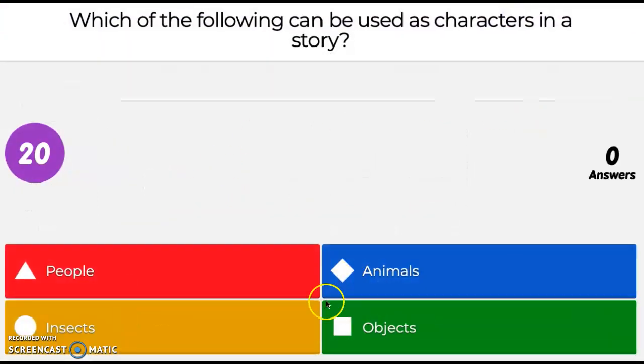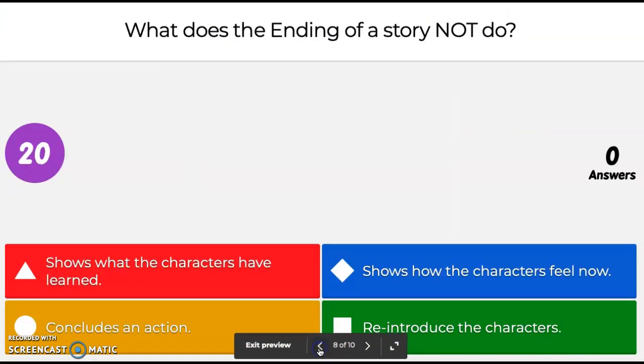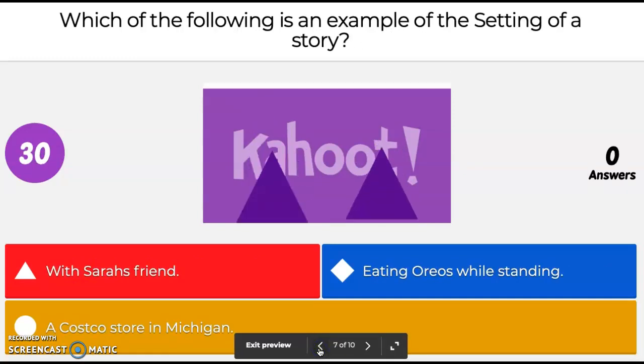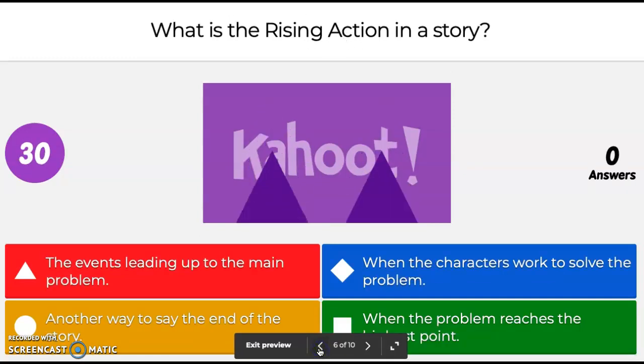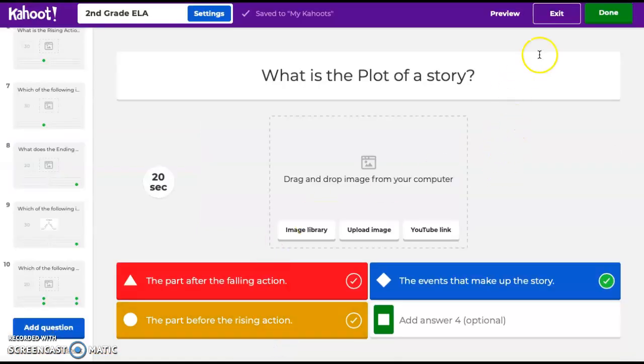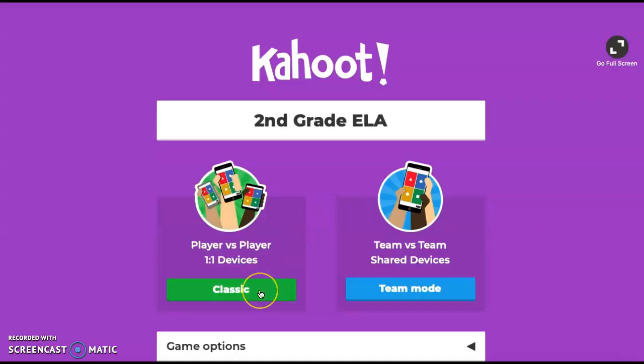And I can also preview all the questions I've come up with. I can make sure they all look correct. And when I'm satisfied with that, I can exit. And I can click Done. Now that I'm all done, I can play the game. Classic. Or you can do team, but I'm going to just show you how I'd run the classic version.